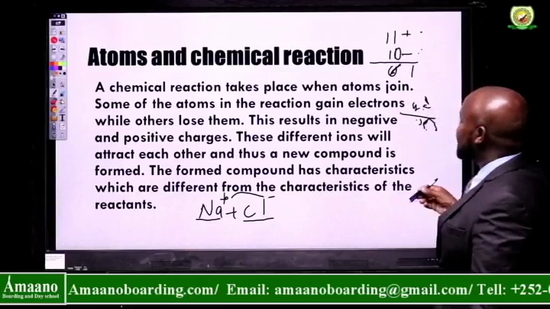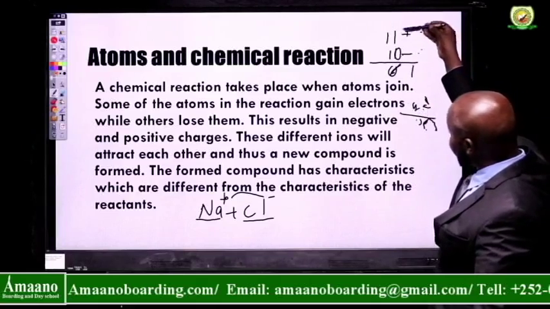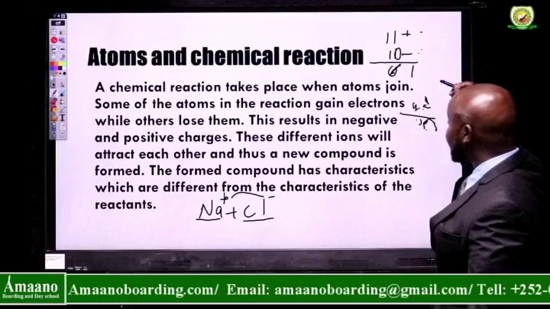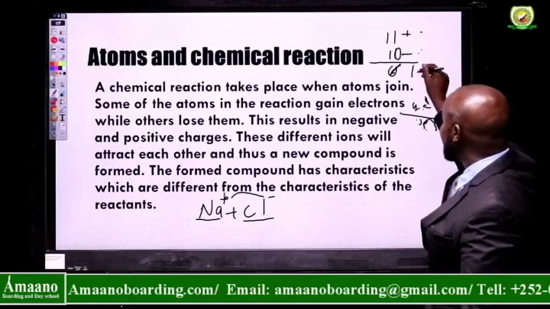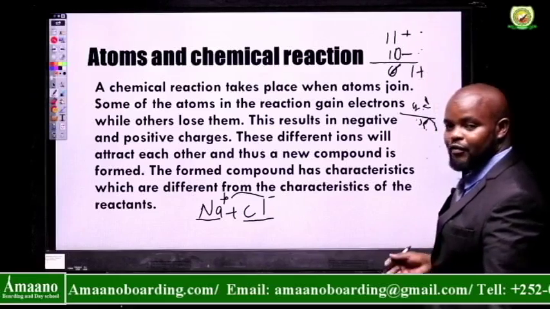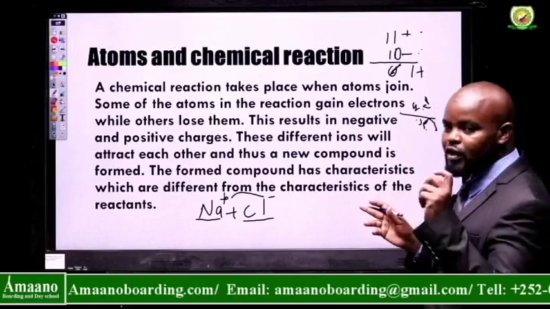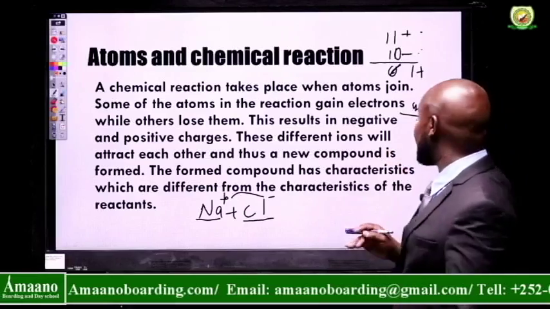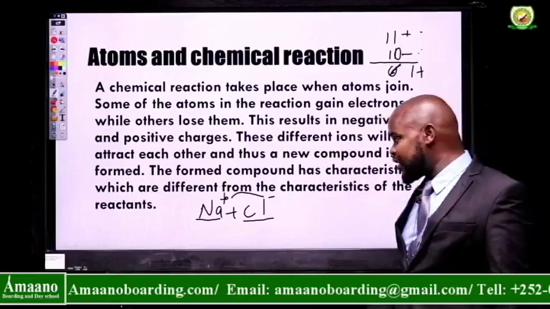The sign, when we subtract these two: the 11 is positive and the 10 is negative. When we subtract them, the difference is 1, and the sign will be positive because 11 is the bigger number. Usually when we subtract numbers, the sign of the answer is the sign of the bigger number. So it's positive. That's why sodium is positive.